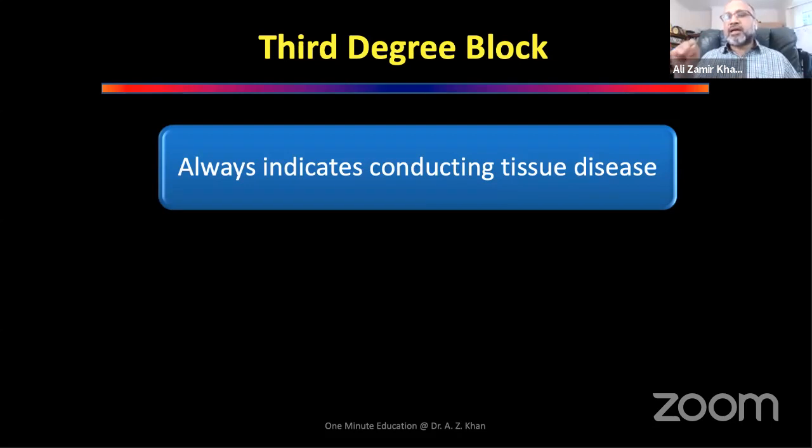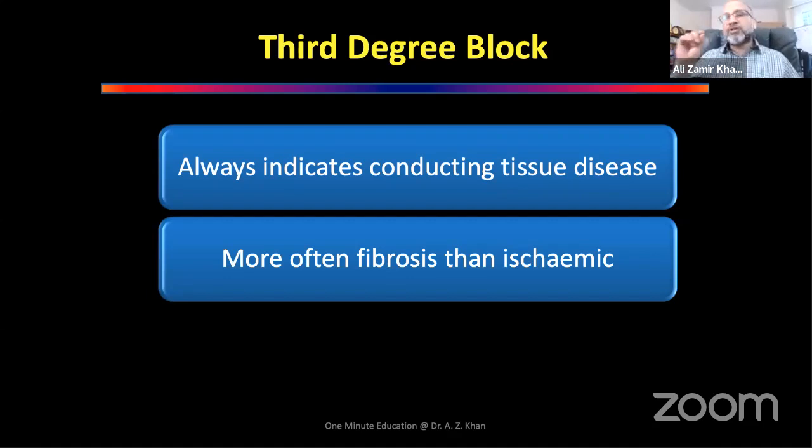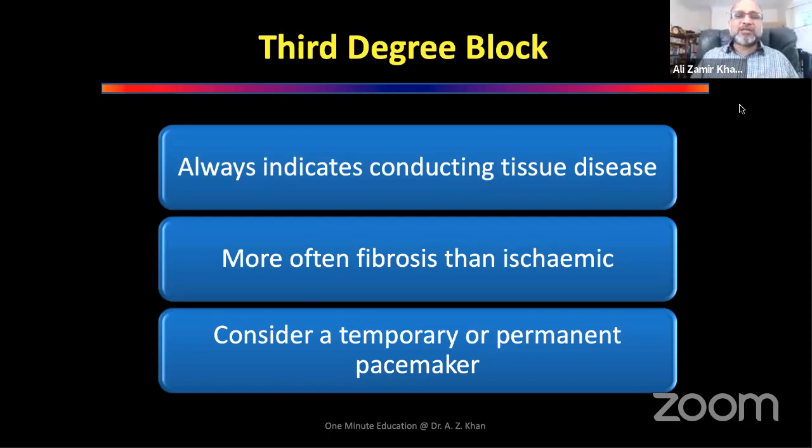This indicates that the conducting tissue is diseased. It usually indicates fibrosis rather than ischemia. Ischemia usually causes first degree or second degree heart block. But when there is disease in the fibers within the bundle of His, that is not good, and that usually will need a permanent pacemaker.